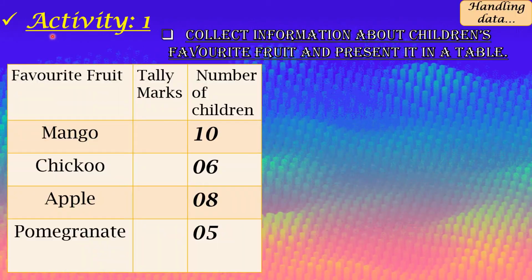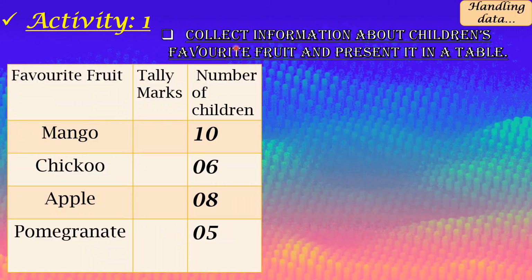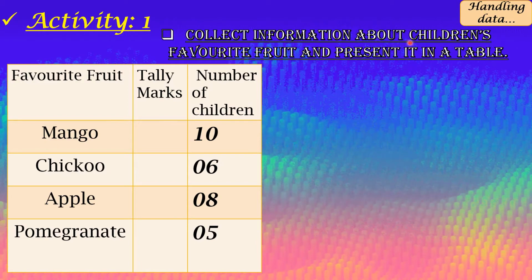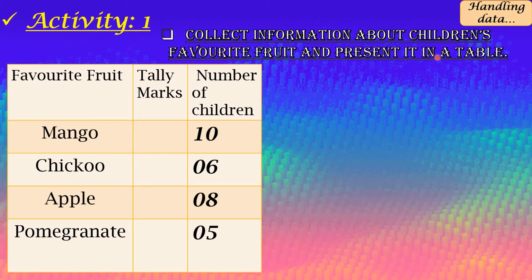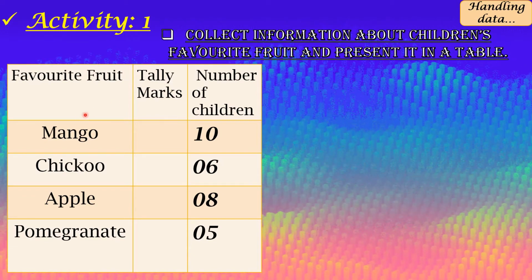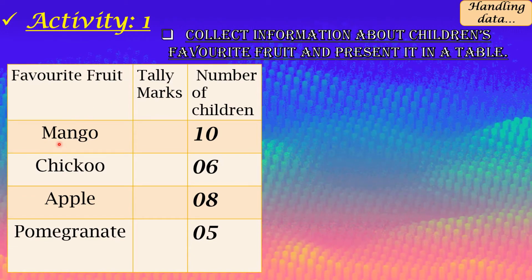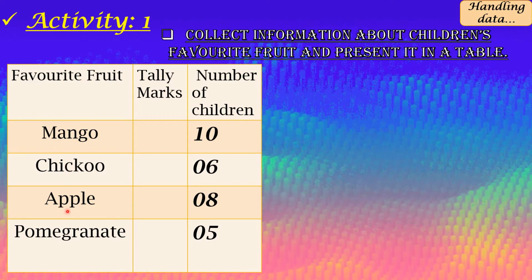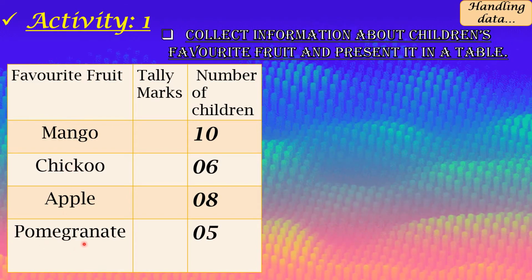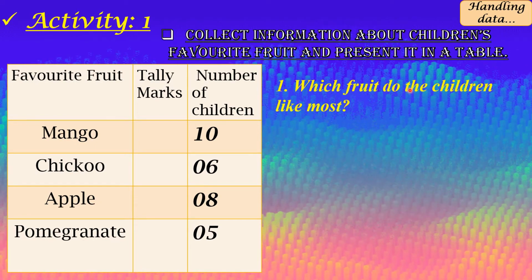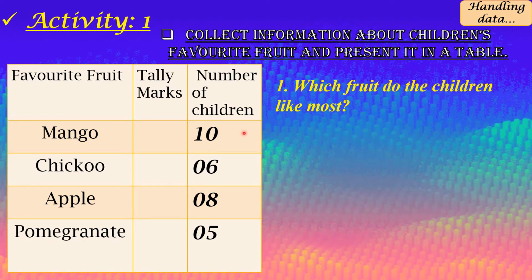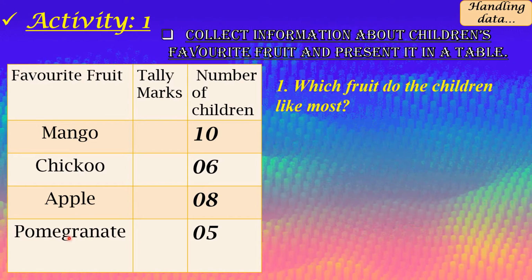Student, here the activity 1. Collect information about children's favorite fruit and present it in a table. Okay, you can see the fruits like mango, chiku, apple, pomegranate. So see, students, which fruit do the children like most? Yes, all-time favorite.